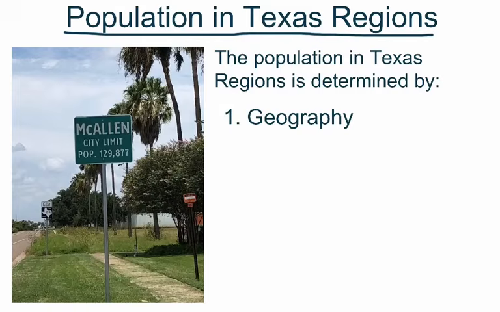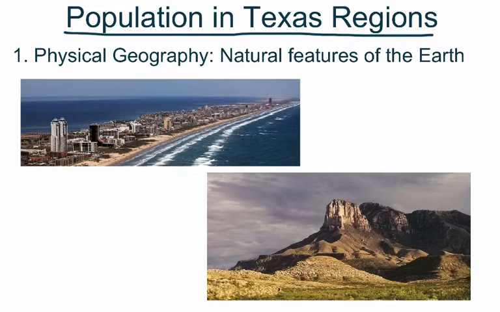Now, the second part of geography, guys, is physical geography. The first part of geography that will determine the population in the Texas region is physical geography. Physical geography, guys, is the natural features of the earth. For example, people will move close to a beach or to a river, or certain people will want to move closer to a desert or a mountain or a hill area. This is what physical geography means, guys. It means the natural features of Earth where people would want to move to.